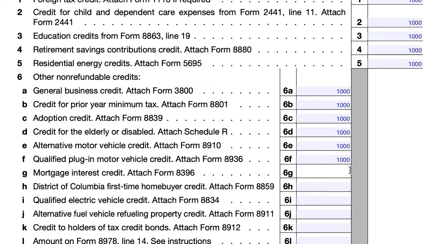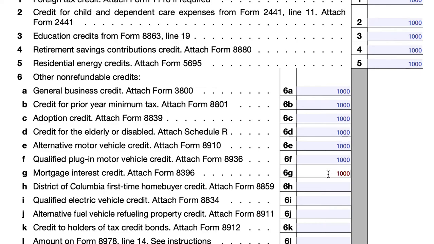If you qualify under one of those home buying programs, you can't take both. So if you're already filling out Schedule A, you can't go back and claim the mortgage interest credit, but most likely, if you're eligible for the mortgage interest credit, you're probably better off taking it. You would report it here on line 6G.